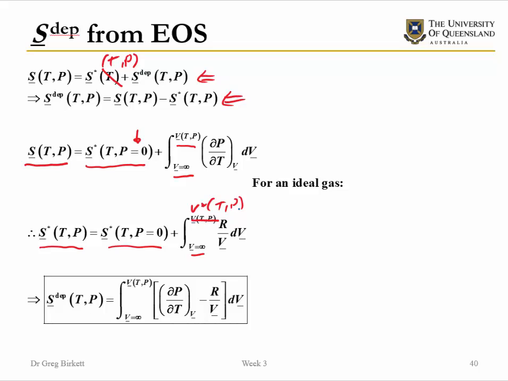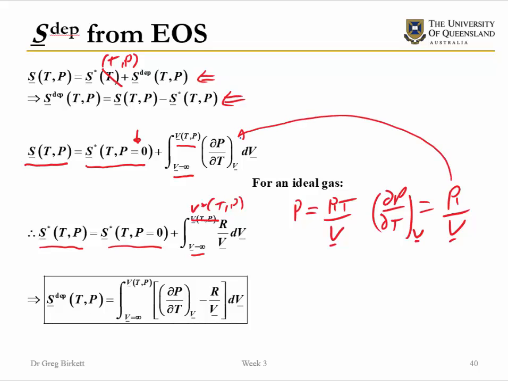We get this from the fact that for an ideal gas, P is equal to RT on V, and so the partial derivative of P with respect to T is equal to R on V. That's the partial differential at fixed volume. This is just substituted into here, and so we get an equation for the entropy of an ideal gas as I change pressure, and we've dealt with this in previous problem sets.